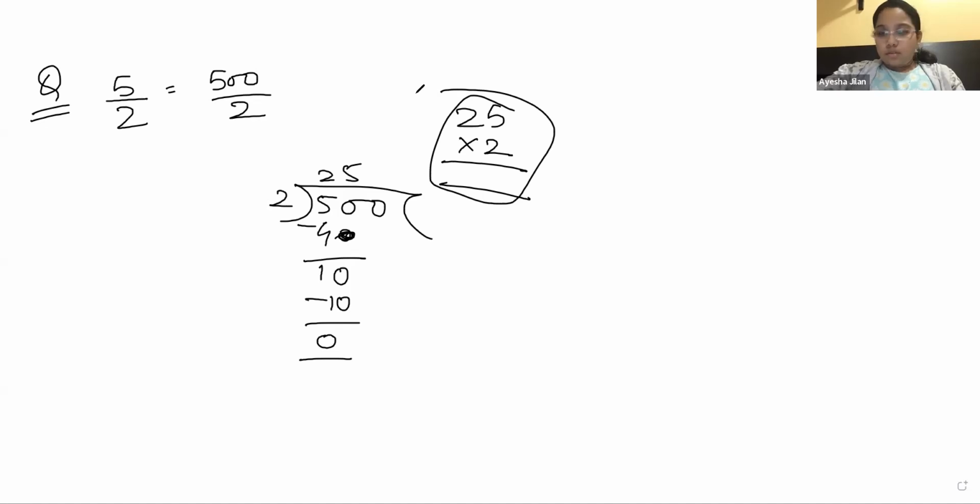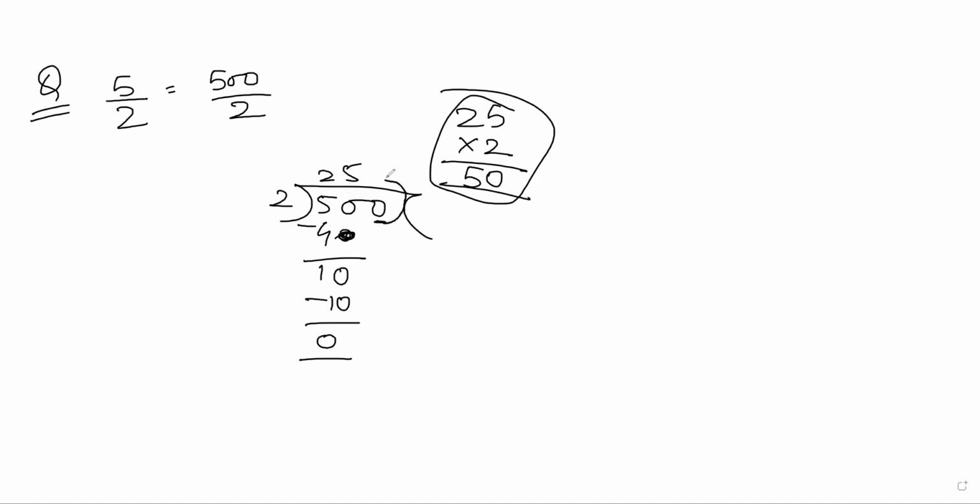Ma'am, 1 minute. 50. So how can you tell me that dividing 500 by 2 gives you 25? What will happen with the 0? Take the 0 upwards. The final answer is 250. Is it clear?